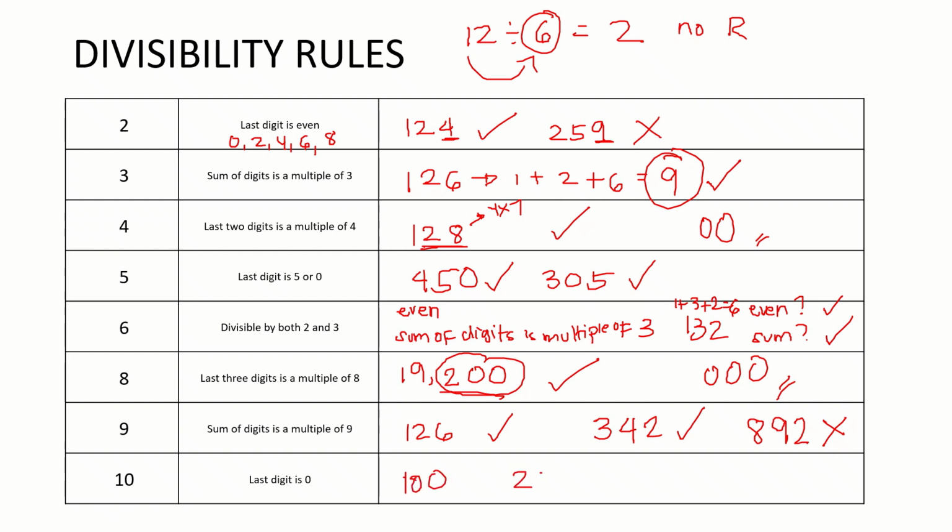100, 200 million, no matter how big the number is, as long as it ends with a 0, it's divisible by 10. And these are the divisibility rules from 2 to 10.